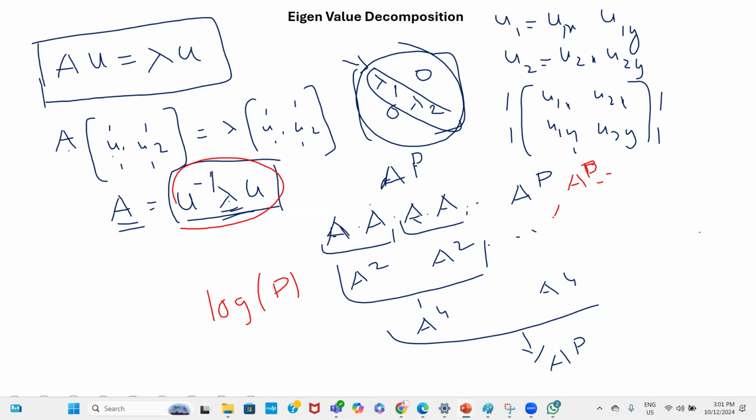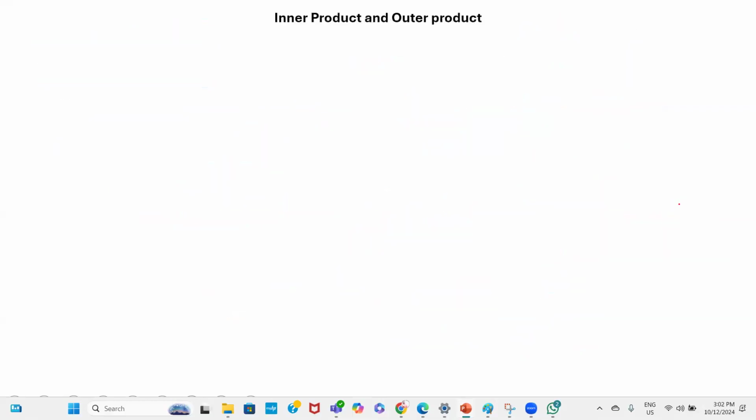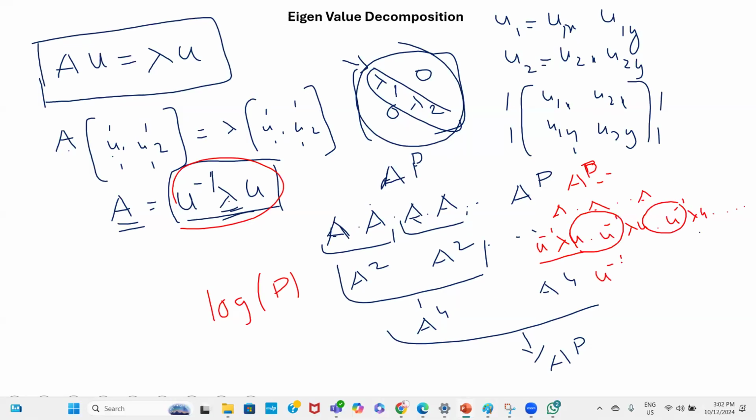So a to the power of p is nothing but a into a into a into a, right? So I am replacing a with u to the power of minus 1 lambda u, into u to the power of minus 1 lambda u, into u to the power of minus 1 lambda u, and so on. Just look at this. U dot u inverse is nothing but I. So this turns out to be u to the power of minus 1 lambda to the power of p into u.